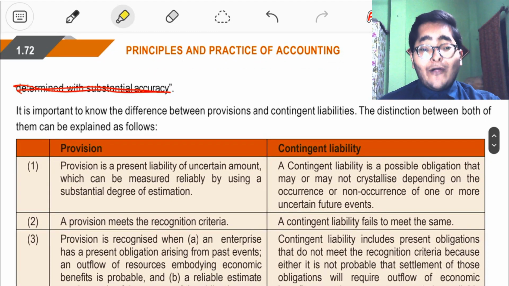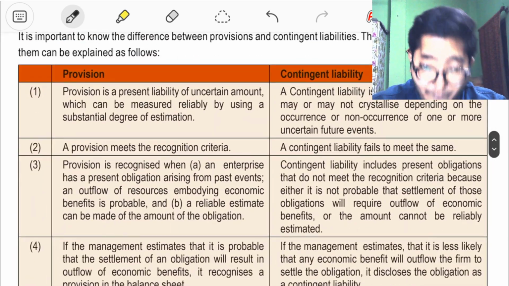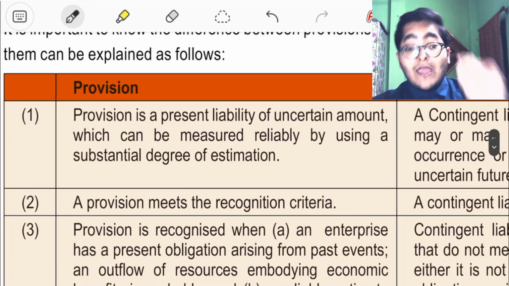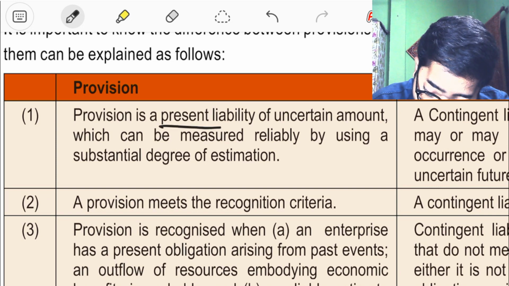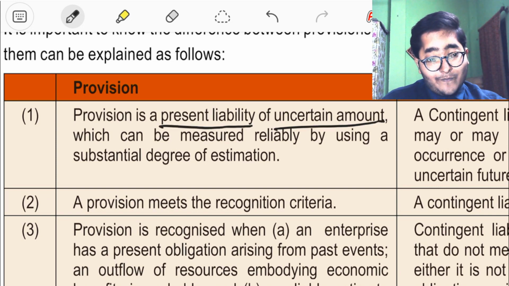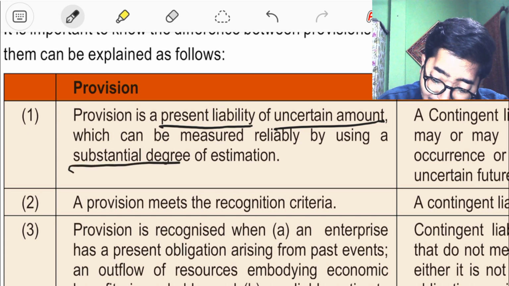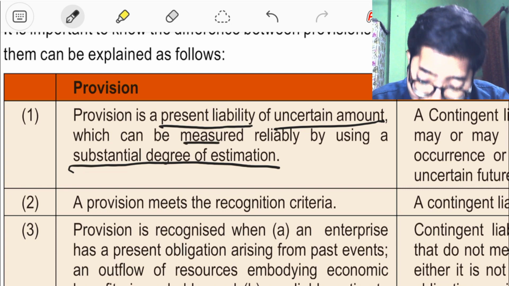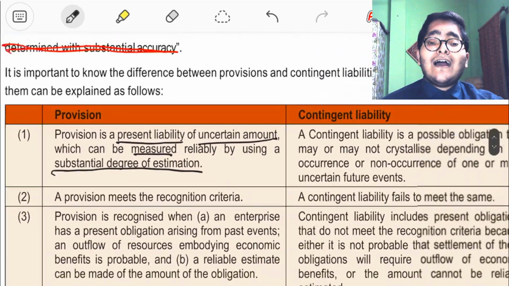So now it's in pointers, the differences. Let us study individually. First, provision. Provision is a present liability of uncertain amount. It is a present liability with uncertain amount which can be measured reliably but using a substantial degree of estimation. Using a substantial degree of estimation, कुछ estimation लगा के जिसका value measure किया जा सकता है उसे हम लोग provision कहते हैं. Provision एक present liability है जिसका amount uncertain है.